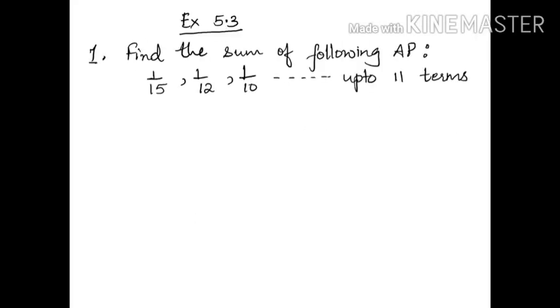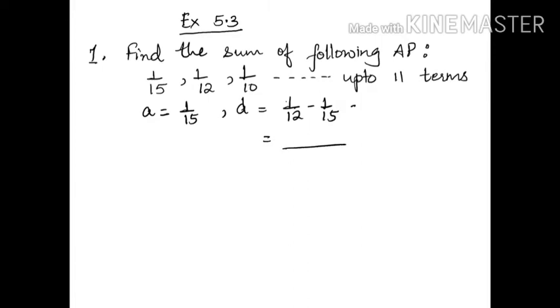With this knowledge, let us solve some problems from exercise 5.3. Question number 1. Find the sum of following AP up to 11 terms. Let's write down the information from the AP first. The first term is given as 1 over 15. Common difference D is equal to the second term minus the first term.